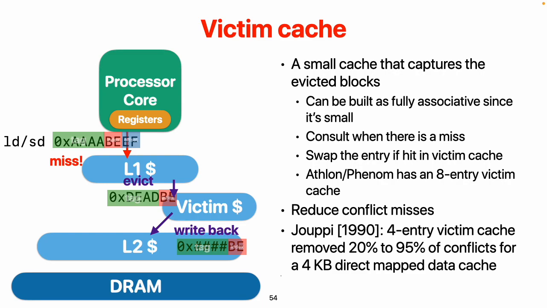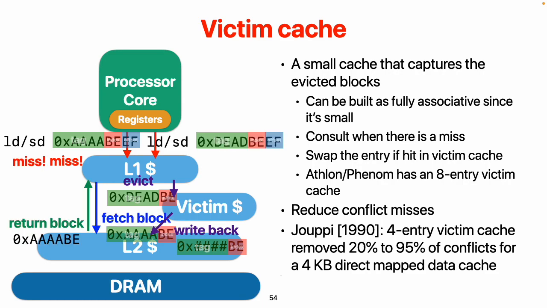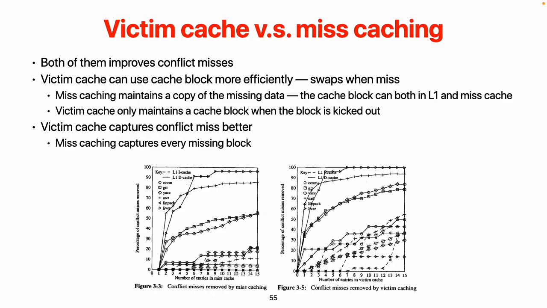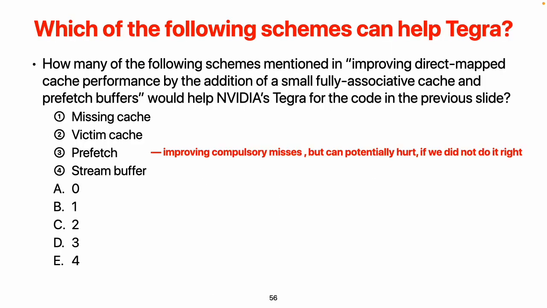However, the space efficiency, as you can imagine, is worse in a miscache because you will have two identical blocks, one in the L1 and the other in the miscache. With the victim cache, we only store the ones that are kicked out from the L1, so effectively there is no duplicated copy. Is that clear? And as you can tell, both of them address the issue of conflict misses.